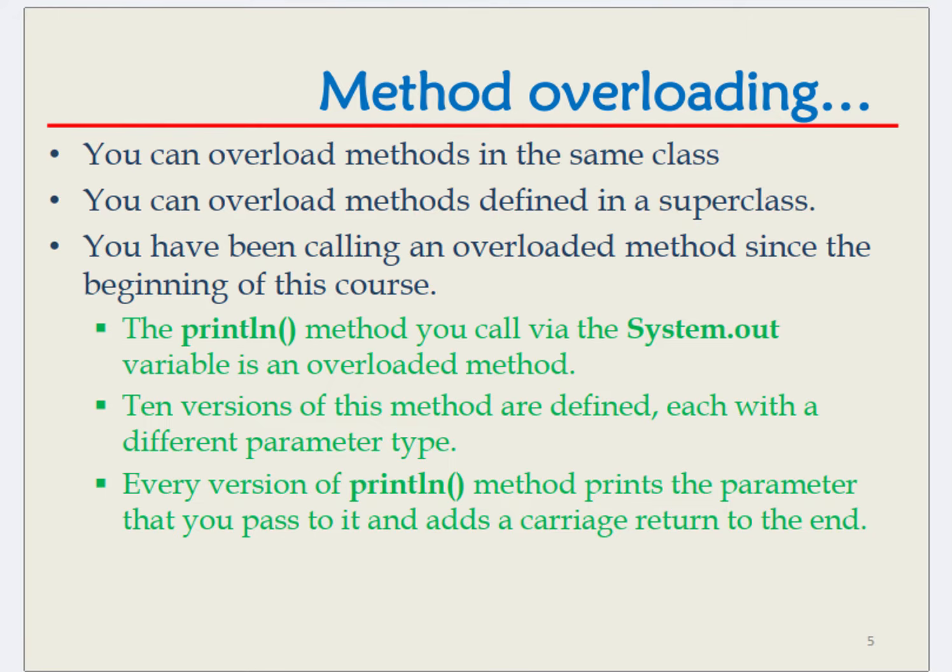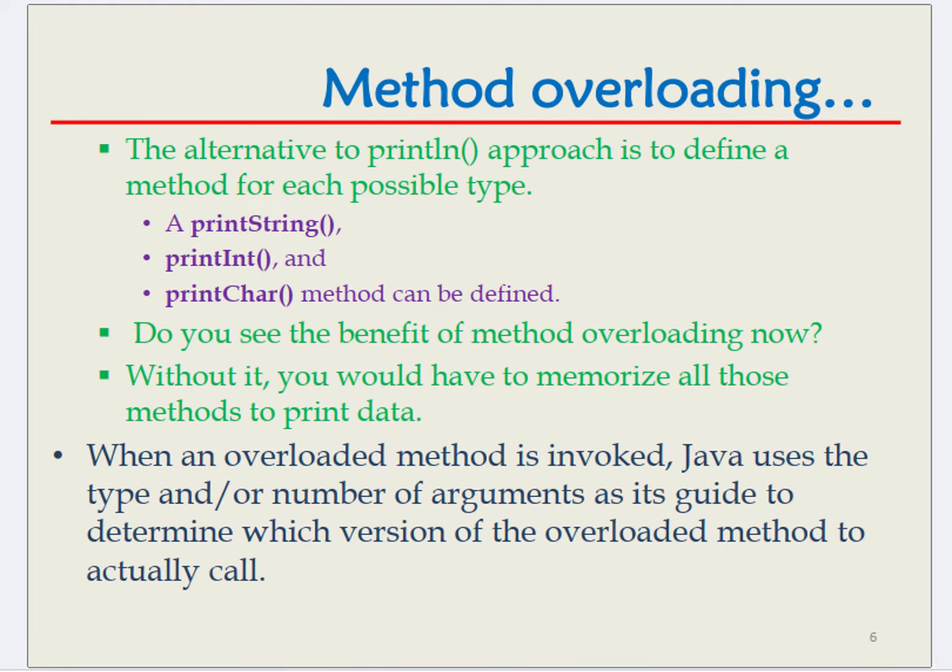5. Method overloading. The alternative to the println approach is to define a method for each possible type. A printString, printInt, and printChar method can be defined. Do you see the benefit of method overloading now? Without it, you would have to memorize all those methods to print data. When an overloaded method is invoked, Java uses the type and/or number of arguments as its guide to determine which version of the overloaded method to actually call.